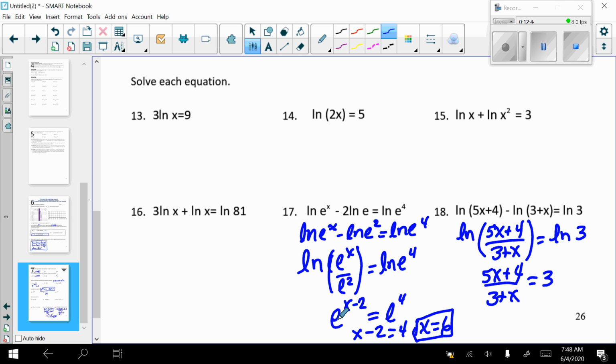You could have also from here gone this way and said, well, if I made this natural log of e to the fourth, natural log of e cancels out, so I'm left with x minus 2 on this side, and natural log of e over here cancels out to give me 4, and you get to the same spot. So you can use the properties in a lot of different ways.